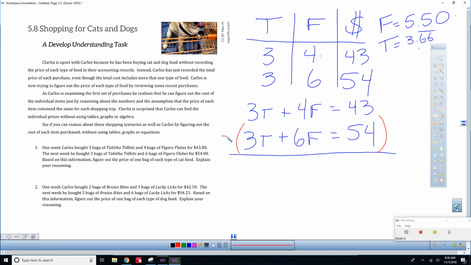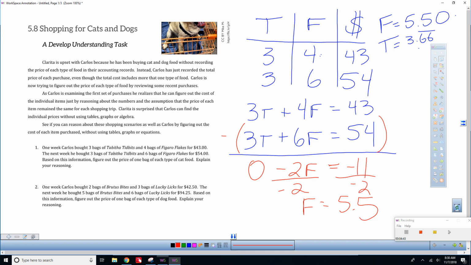What's 3t minus 3t? 0. What's 4f minus 6f? -2. And what's 43 minus 54? Can you do that? Is it negative 11? Yeah. Okay? Divide each side by -2. And you get f is 5.5. So I was right about that. I must have done some mental math that was wrong.